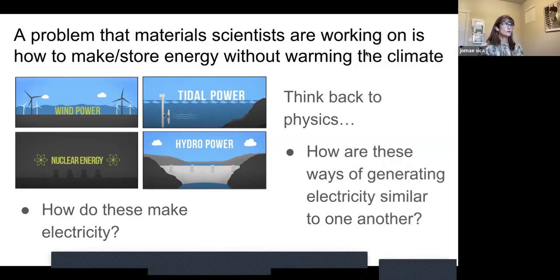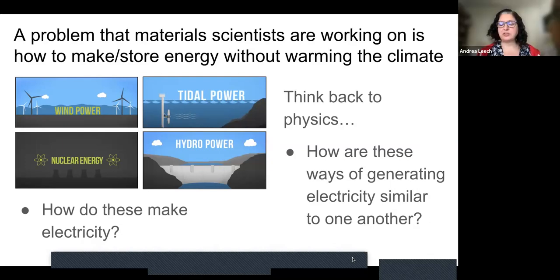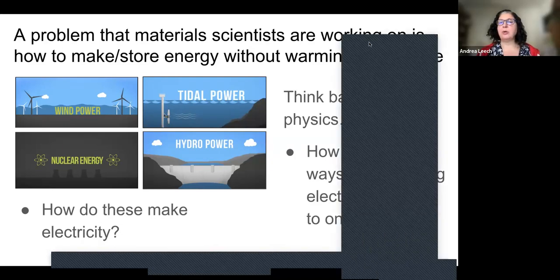I would like each person to share how one of the ways that you explored makes electricity. Then after each person has shared, I would like you to talk about the similarity: what do all of these ways of generating electricity have in common? All right, here we go. Since you're putting us into breakout rooms for this conversation, I will pause the recording while people are in breakout rooms.